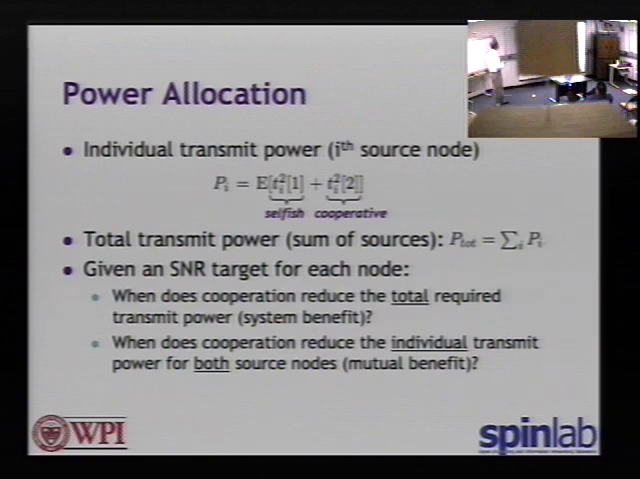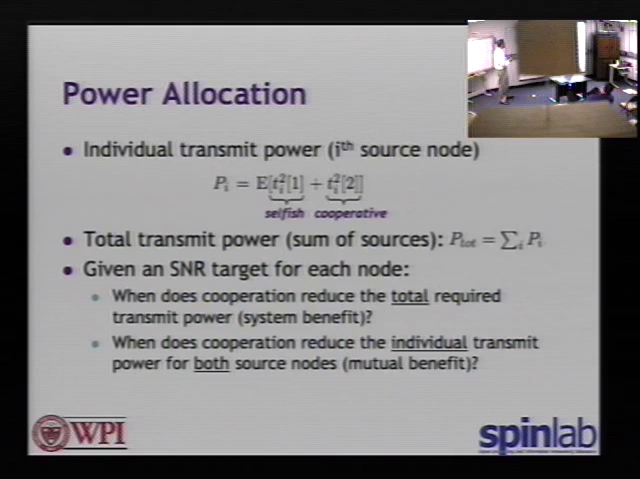And just to make things perfectly clear, for the power allocation, we have the selfish part of the power in the first transmission interval, and the second transmission interval is entirely cooperative power. Okay? So it makes it easy to understand what goes where. The total transmit power, we'll be looking at that. This is the sum over all sources.